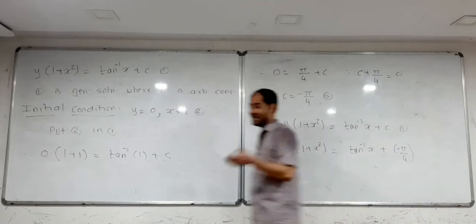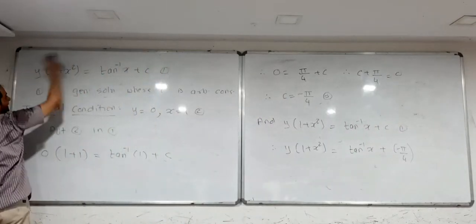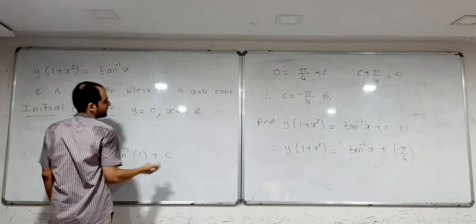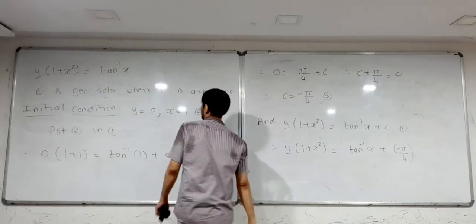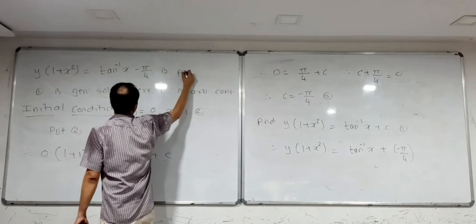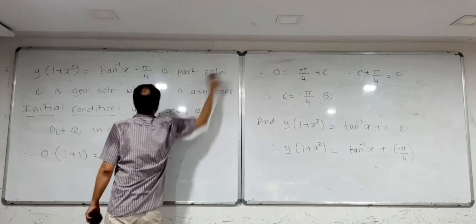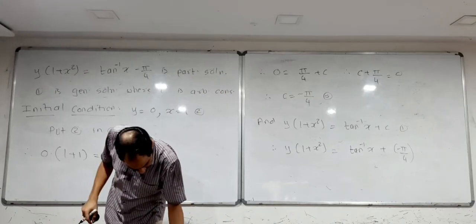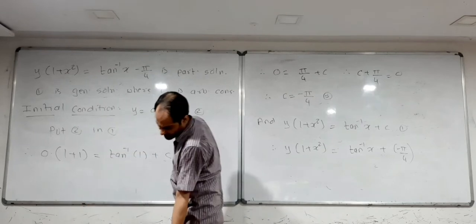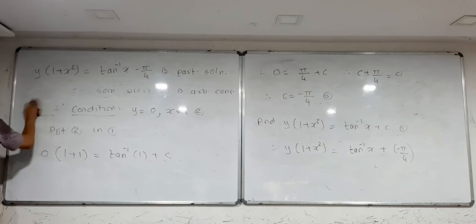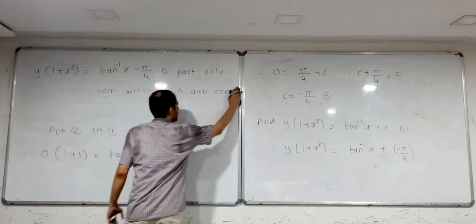So the answer is y into 1 plus x square is equal to tan inverse x minus pi by 4, which is the particular solution. Yes, I believe that must be the answer. Perfect. Now question 15. You must try and get the answer on your own.